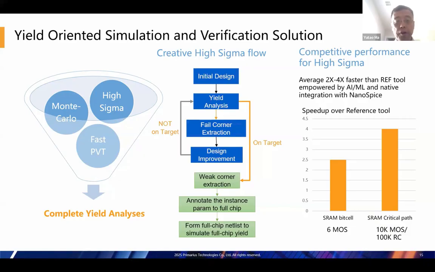Also, circuits like SRAM cells and standard cells require very high yield, like 6 sigma, even 7 sigma yield. For such applications, traditional Monte Carlo won't be able to handle that. So high sigma analysis is used to deal with those high yield problems. Speed up versus traditional Monte Carlo could be thousands or even millions of times. All those yield analysis capabilities are provided by Primarius yield design solutions.